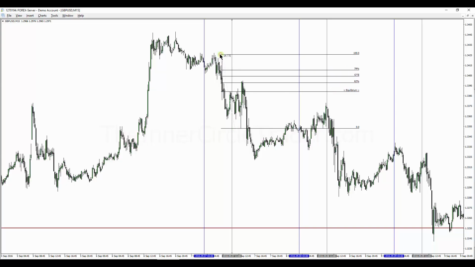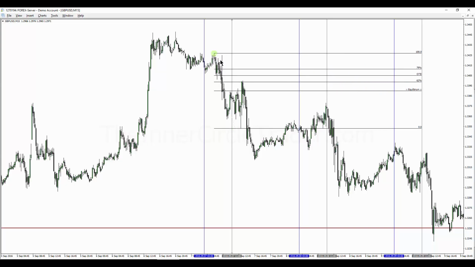From the high, we can use this one. This high down to this low, and it retraces back up above equilibrium. So we go into a premium market at the 62% retracement level. We can sell there with a move, expecting to see a run below this low.